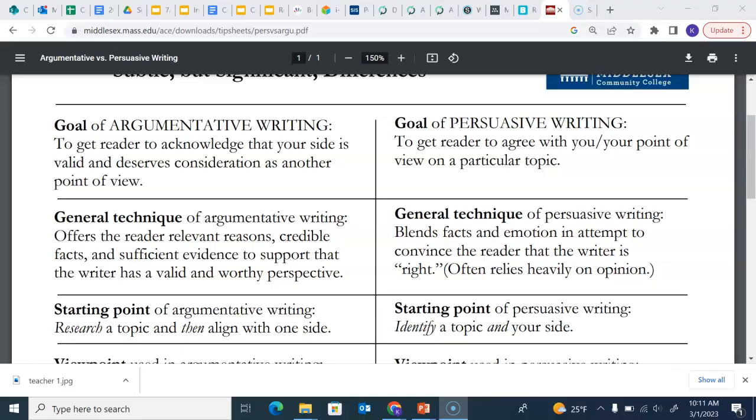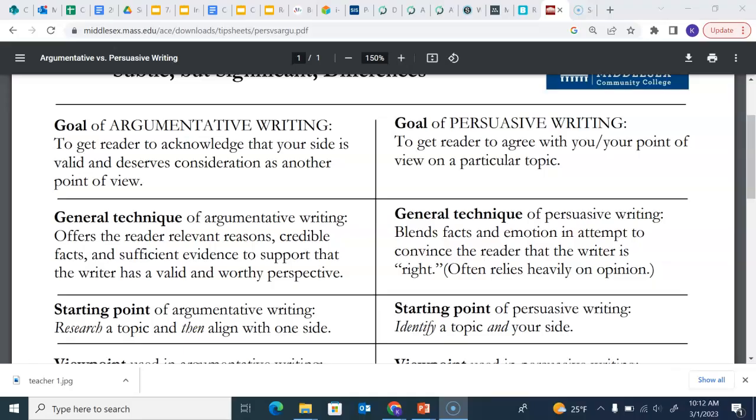The goal is to get the reader to understand that your position and your claim has merit and it's worthy based on the argument that you put forth, and that the reader needs to consider your point of view, particularly if their point of view is different. But ultimately, you're not trying to get them to side with you. You're really trying to get them to be informed, to consider both sides, and to make an educated decision. You hope that they would make the decision of siding with your claim, but they may not.